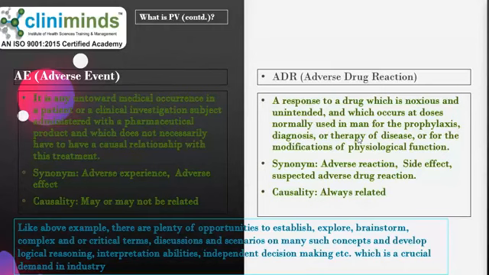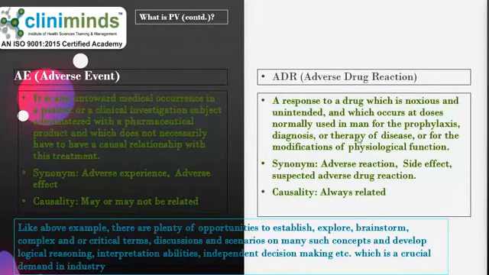Likewise, there are plenty of concepts, plenty of topics on which we can develop an understanding. Like the above example, there are plenty of opportunities to explore and brainstorm the complex or critical terms, discussions, scenarios on many such concepts, and develop logical reasoning, interpretation abilities, independent decision making. Because I'm particularly looking at this slide, can we deal with patient safety while being 95% accurate or 96% accurate? Absolutely not. We have to be 100% accurate.